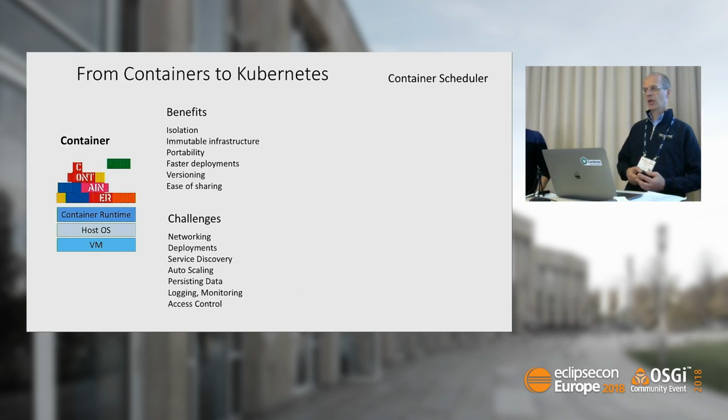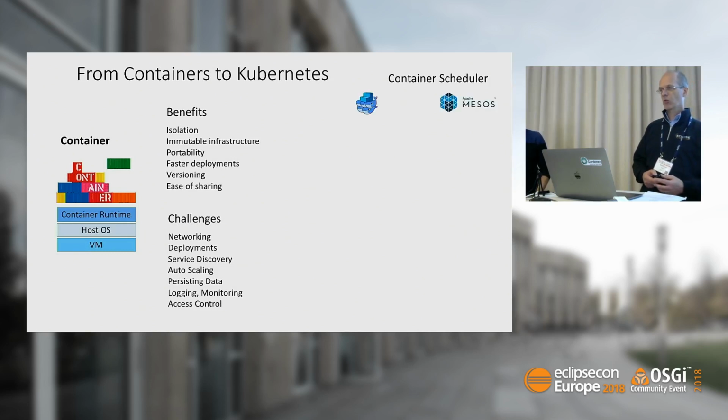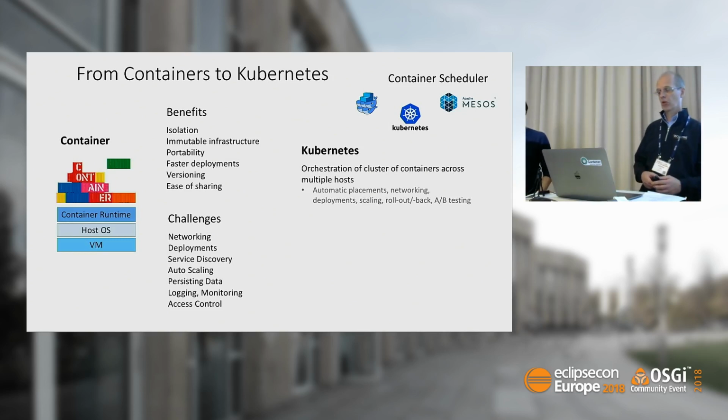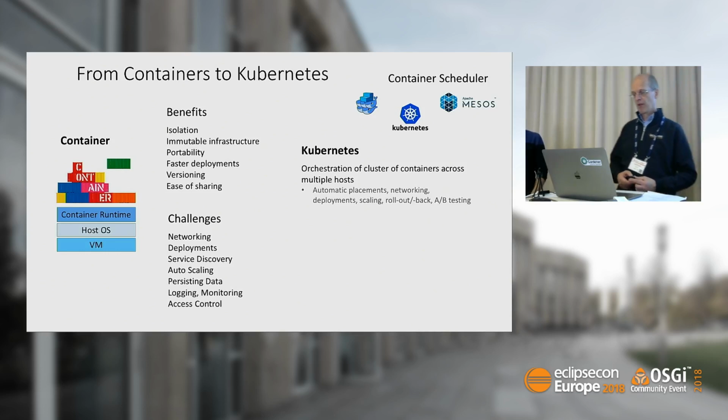And here container schedulers come to the rescue, so they try to solve those challenges. So we have Docker Swarm, we have Mesos, and we also have Kubernetes, which we will talk about. So what is Kubernetes? It's orchestrating a cluster of containers which runs on different hosts and some data center. So it cares about placing the workload on the right node. So if a node is already full, you can't place more containers there, so you have to choose a different node.